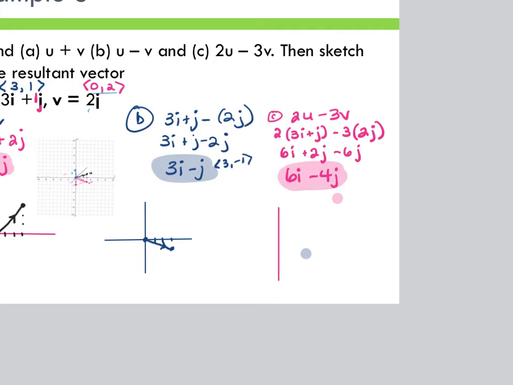So if I draw that on my coordinate grid, it's a positive 6 change in x, 1, 2, 3, 4 of negative y. A negative 4 change in y.